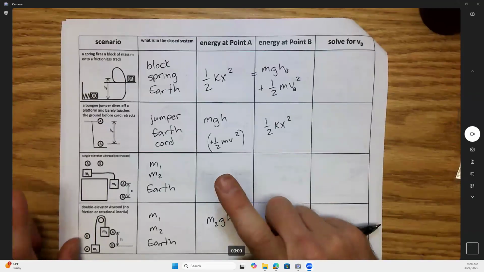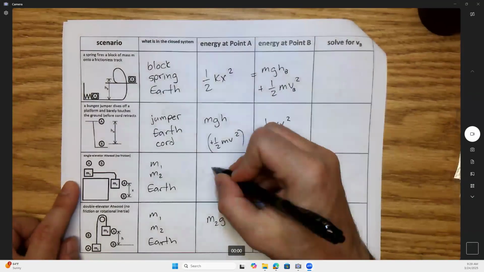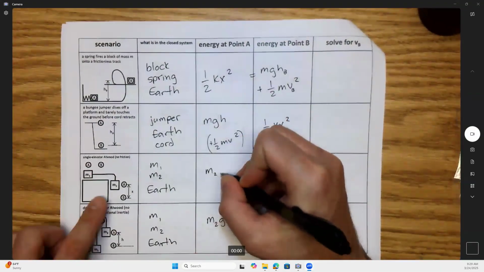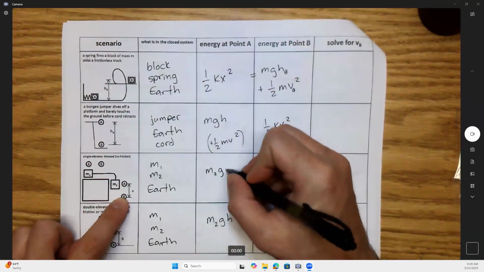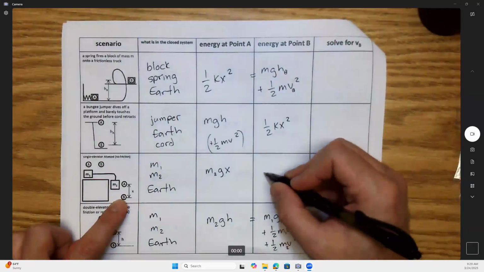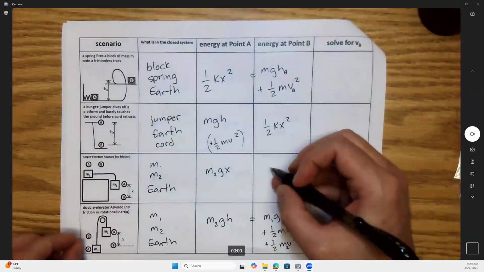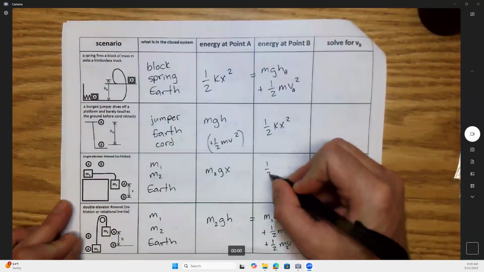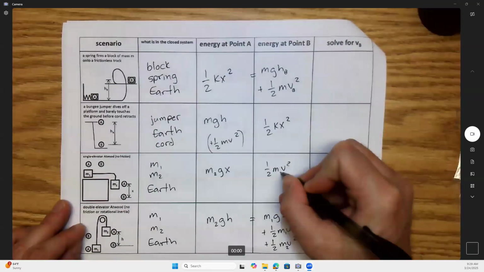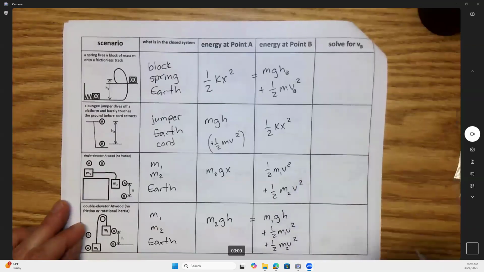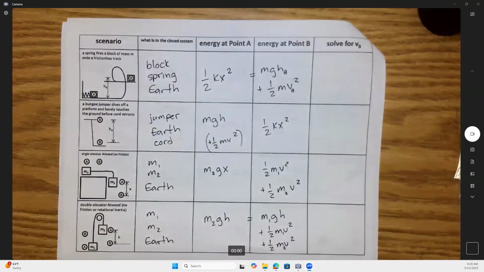All right, how about the modified one? What do you think you're going to do for energy at point A? Yeah, so M2gx. Looks like I called this x. Whoops, I meant to change that. Whatever. He's going to fall some distance x. And then by the time you get to point B, where'd all the energy go? Kinetic energy in both blocks. 1/2 mv squared plus another 1/2 mv squared, but the m's are different because it's two different blocks. Is that okay?